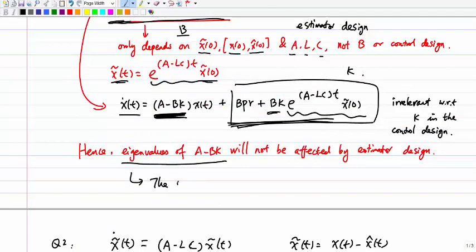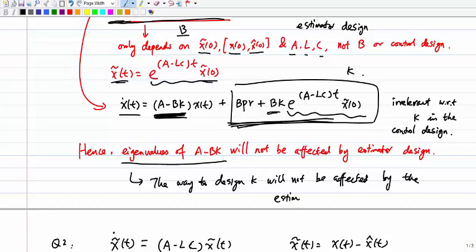the way to design K will not be affected by the estimator design. You don't have to care about that. You can design your controller the way you did it, assuming that you know the actual state. That's what it means.